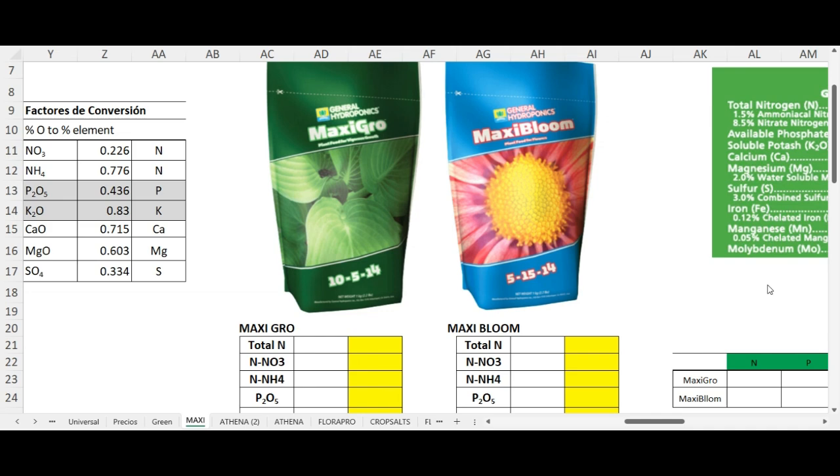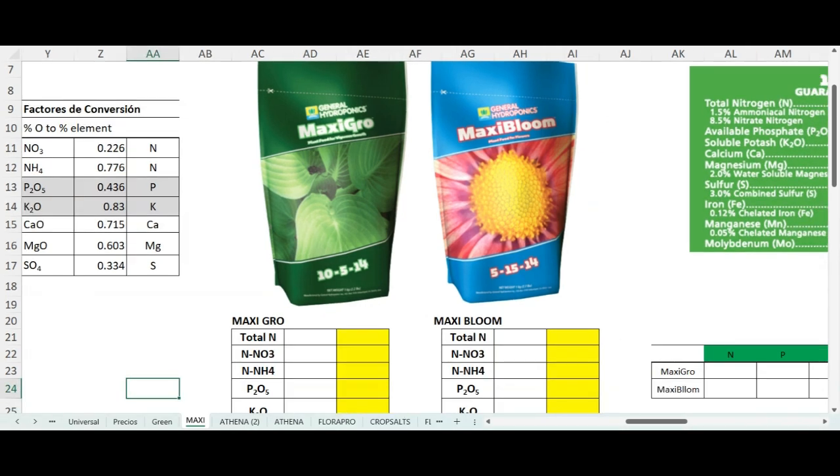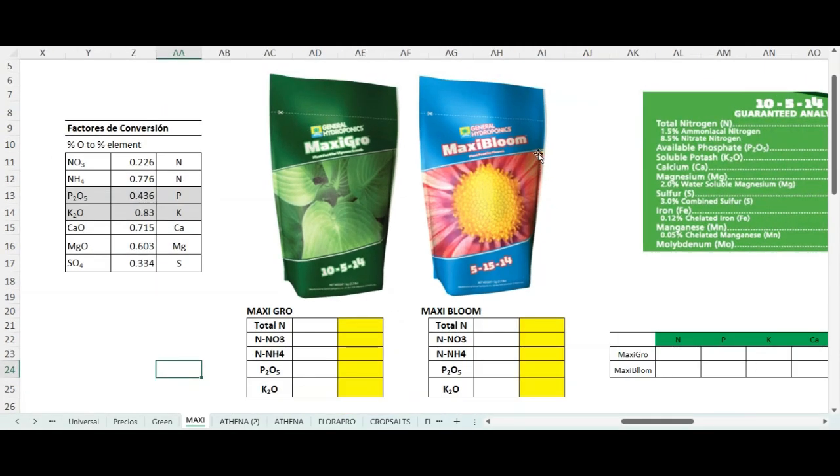So this is the first step to hack this formula from General Hydroponics, this MAXIGRO and MAXIBLOOM blends. The first step is to take a look at these numbers. These three numbers represent the nitrogen, phosphorus and potassium for each of these blends. In the case of MAXIGRO, it is 10, 5, 14, and MAXIBLOOM is 5, 15, 14.